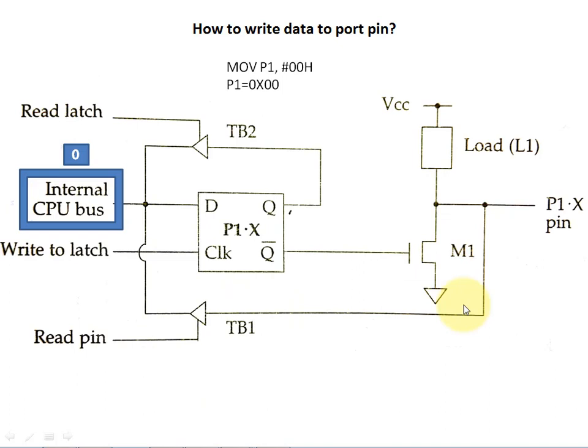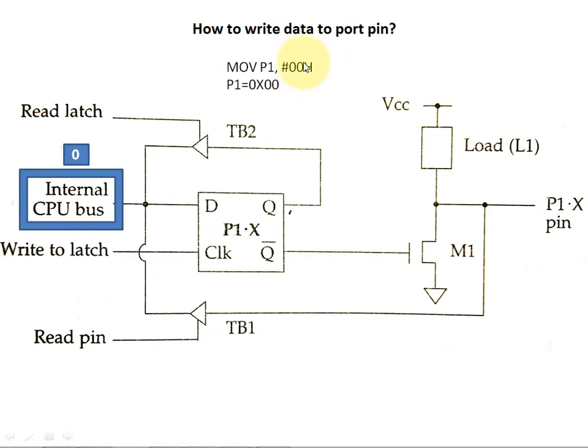Okay, now let's see how to write data to a port pin of 8051. Here, this is the internal diagram of a single pin of port 1. A similar internal structure would be there for the other port pins of port 1. So let's try to write logic 0 to this port pin. In assembly language you have to give the value 0 to port 1 like this, and in C language you have to give logic 0 to the port 1 pin like this.